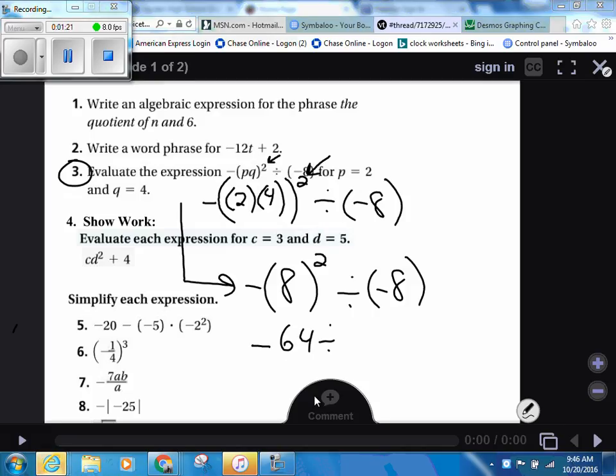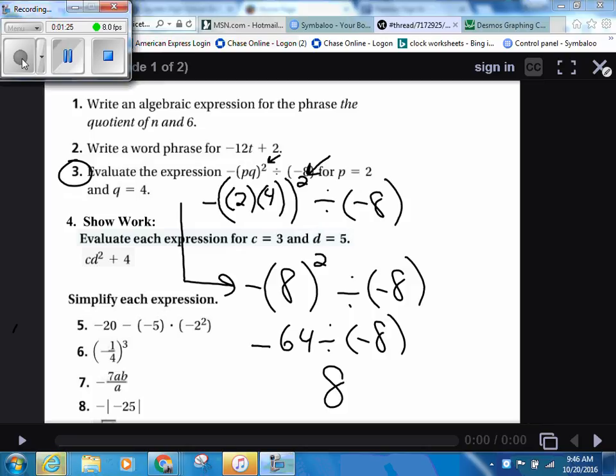So when we click that, I'm going to put in -64 divided by -8. So we have a negative divided by a negative. That gives me a positive 8 as my answer.